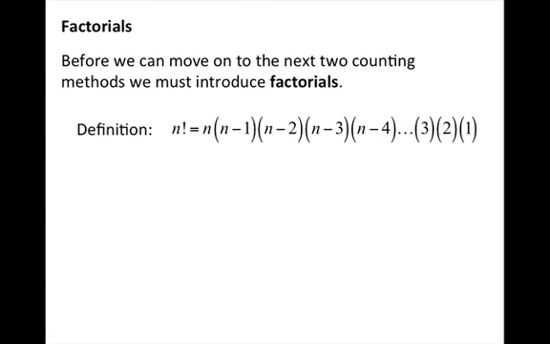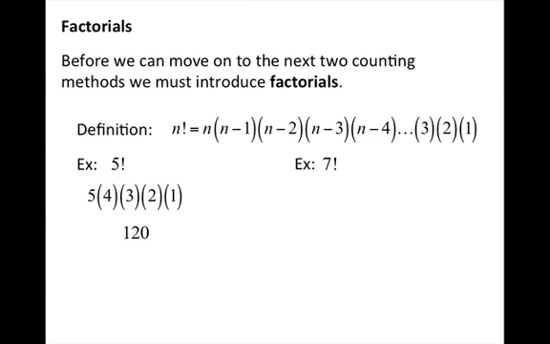This is easier to show with an example, so let's look at our first example, 5 factorial. I begin with 5, and I count down until I get to a 1, and I multiply these numbers. So 5 factorial is 5 times 4 times 3 times 2 times 1. And if I multiply these, I get 120.